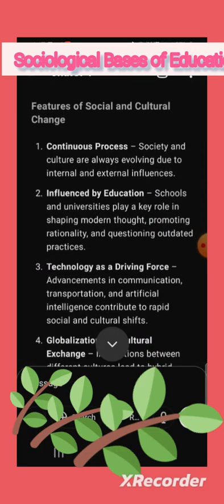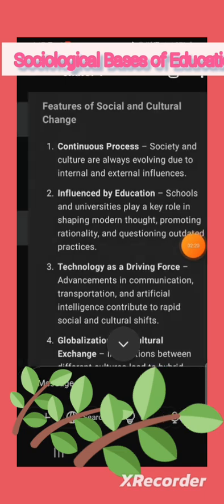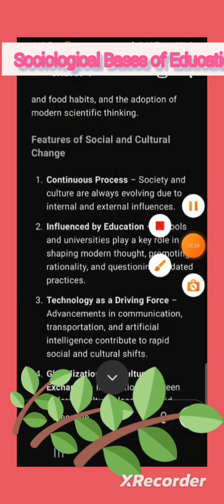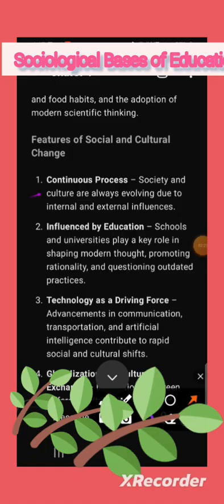Features of social and cultural change: continuous and ongoing process. Social and cultural change is never static. Societies and cultures evolve over time, influenced by multiple factors. Changes can result from education, technology, economic shifts, globalization, war, or movements for social justice.